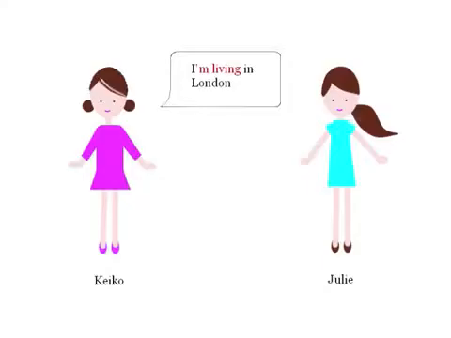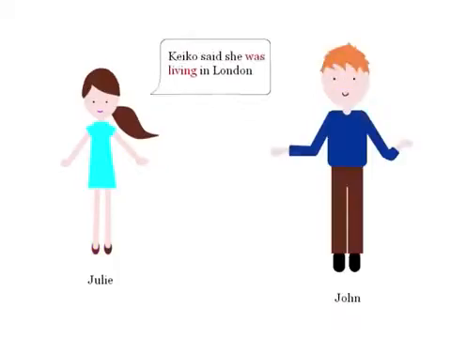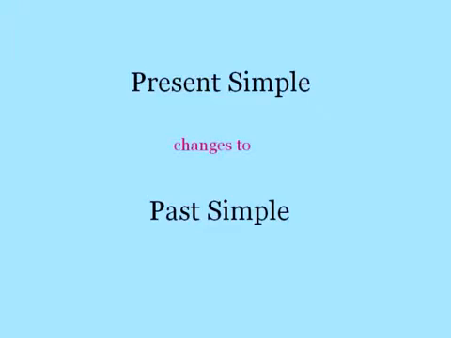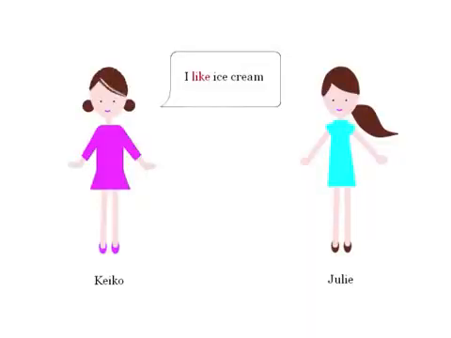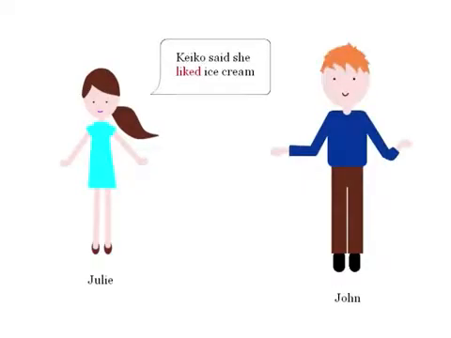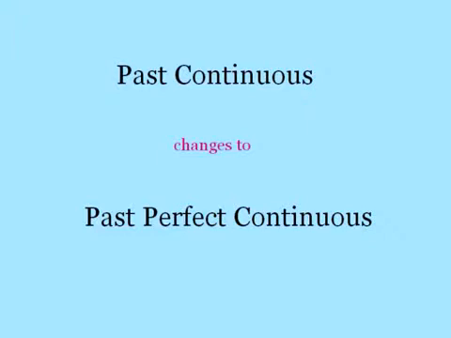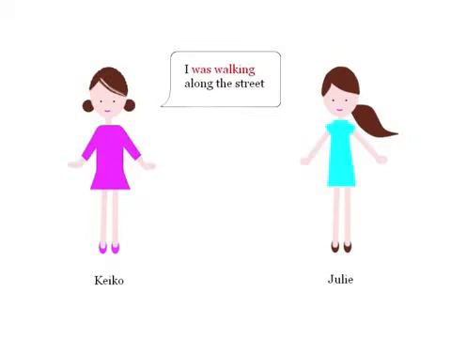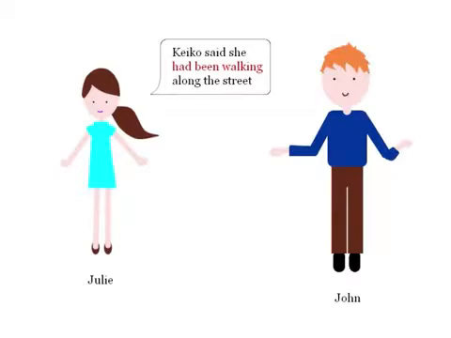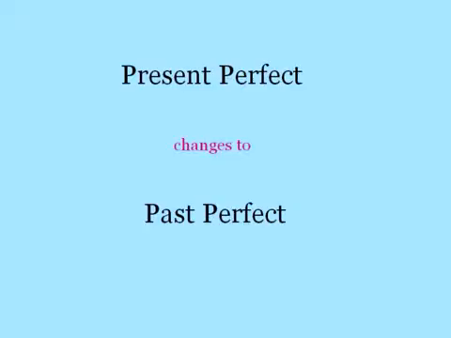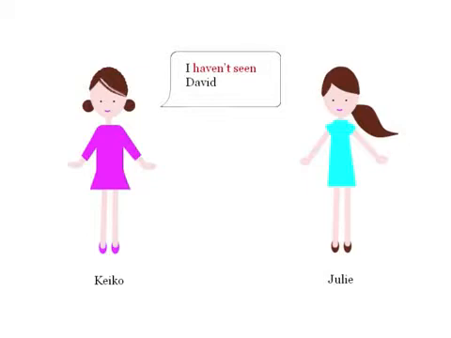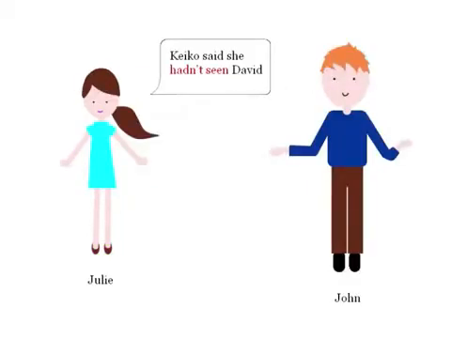The present continuous changes to the past continuous. For example, I'm living in London. Keiko said she was living in London. The present simple changes to the past simple. For example, I like ice cream. Keiko said that she liked ice cream. The past continuous changes to the past perfect continuous. For example, I was walking along the street. Keiko said she'd been walking along the street. The present perfect changes to the past perfect. For example, I haven't seen David. Keiko said she hadn't seen David.